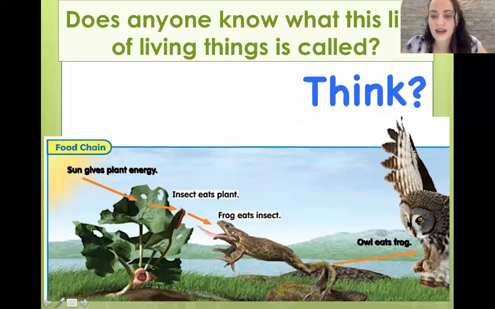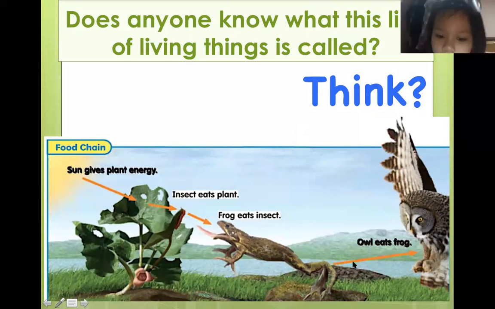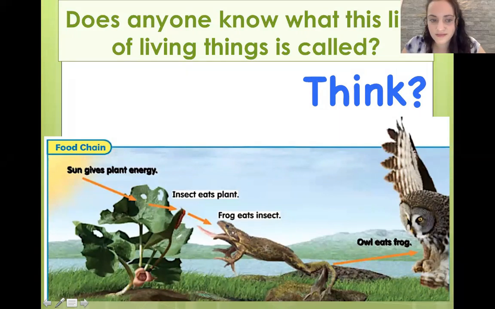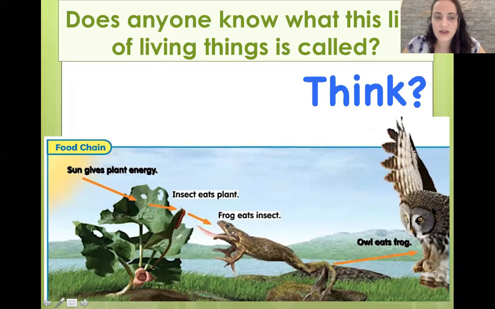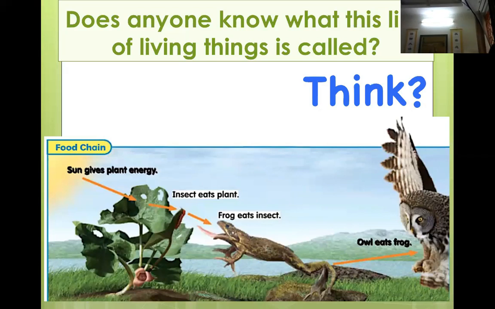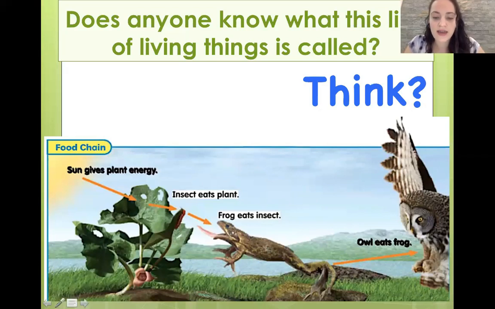Who knows what this line of living things is called? Sophia, do you know what this line of living things is called? George said it earlier. Say it again. I don't know. That's okay. Do you know what this animal over here is called? Sophia, what's this animal? An owl. Nice work. Does anyone know what this chain, what this line of things is called? How about Susu? What's this line of living things called? The whole line. What do you think this whole thing is called?